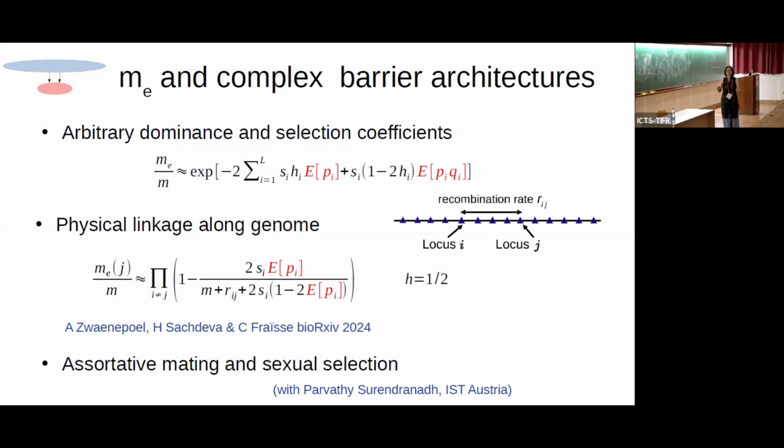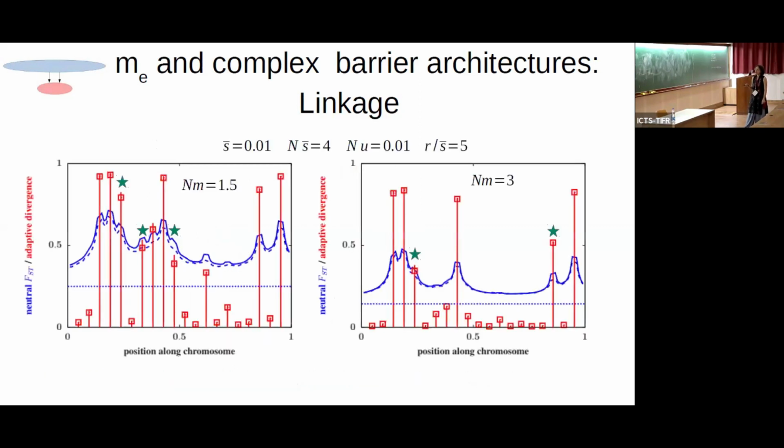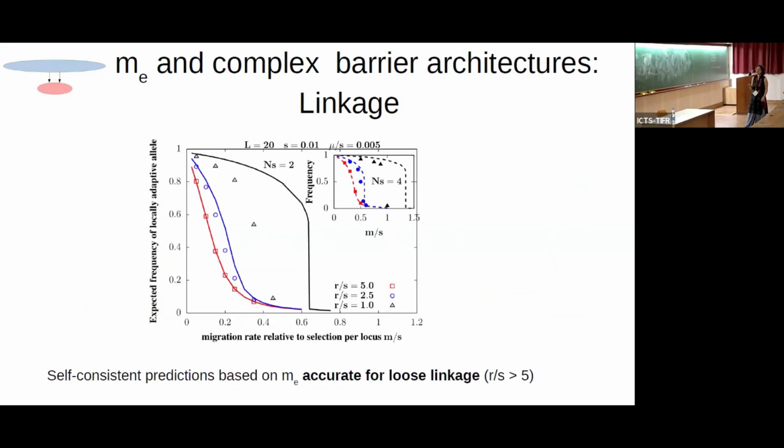One can also generalize this self-consistent argument to other forms of mating, especially assortative mating and sexual selection, for which Parvati has a poster. The same theory applies. I'll focus on the case of linkage because that's most interesting. That's what we see along the genome. So I'll come to a more concrete example just to see where the theory breaks down.